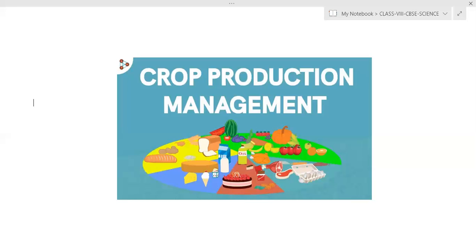First, preparation of soil. Second, sowing. Third, adding manure and fertilizers. Fourth, irrigation. Fifth, protection from weeds. Sixth, harvesting. And seventh, storage. Summer crops. There are some pulses and vegetable crops which are grown in the summer season from April to June in some regions.